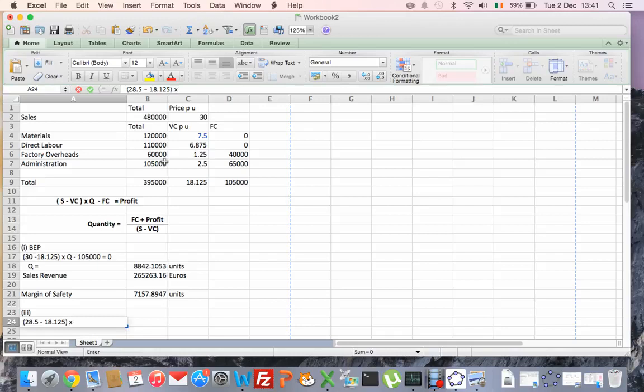Our quantity is going to be increased to 19,000. We take away our fixed costs, which was 105. We have 5,000 added onto that, so it's 110. Okay, and that's going to be our new profit.